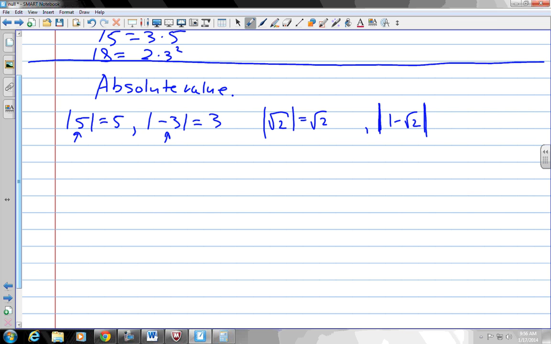So when you look at the number 1 minus the square root of 2, is that number positive or negative? It's going to be negative. Square root of 2 is bigger than 1, so 1 minus square root of 2 is negative. In order to make it positive, multiply by negative 1. So it's negative of 1 minus the square root of 2, or square root of 2 minus 1. That's what you actually get. If you distribute the negative, 1 becomes negative, square root of 2 becomes positive.